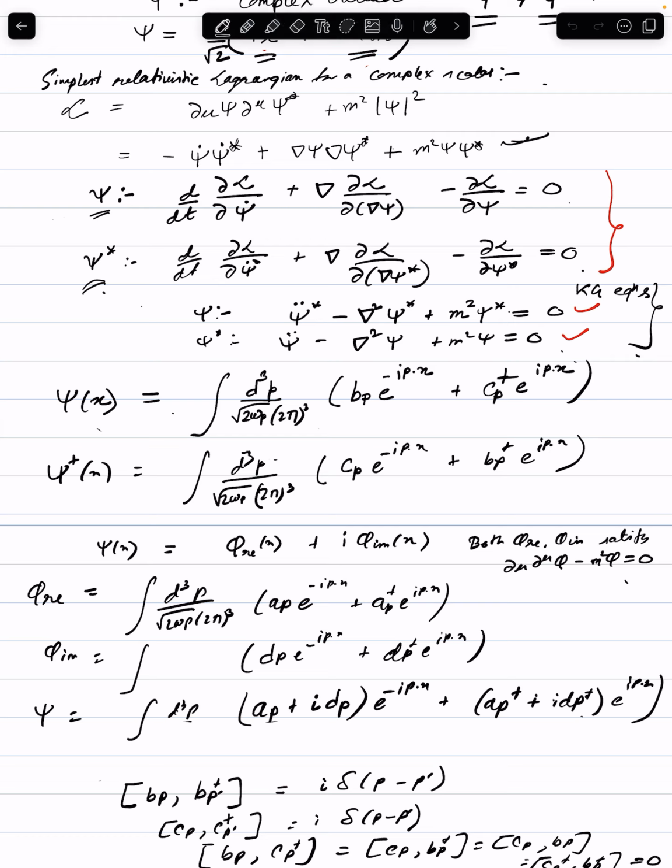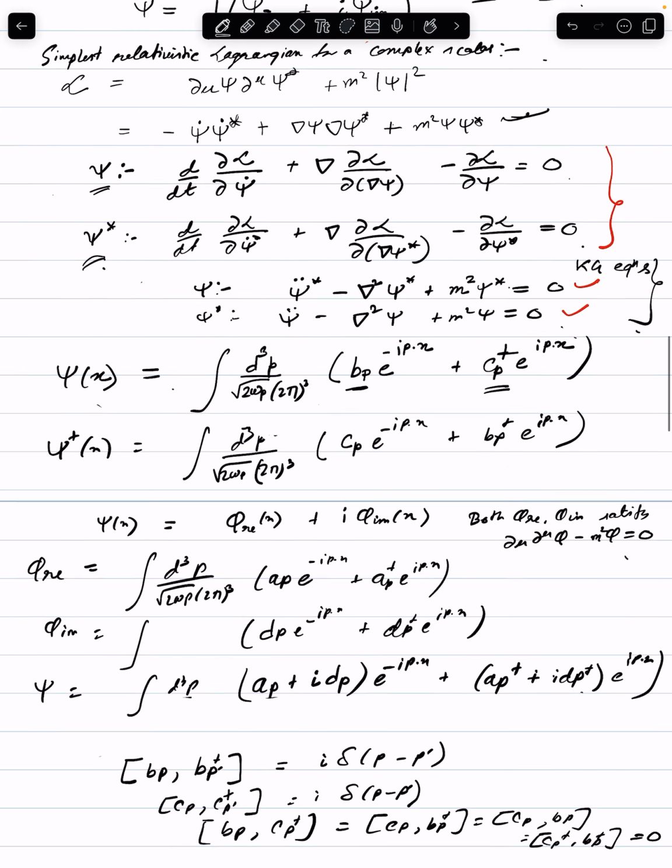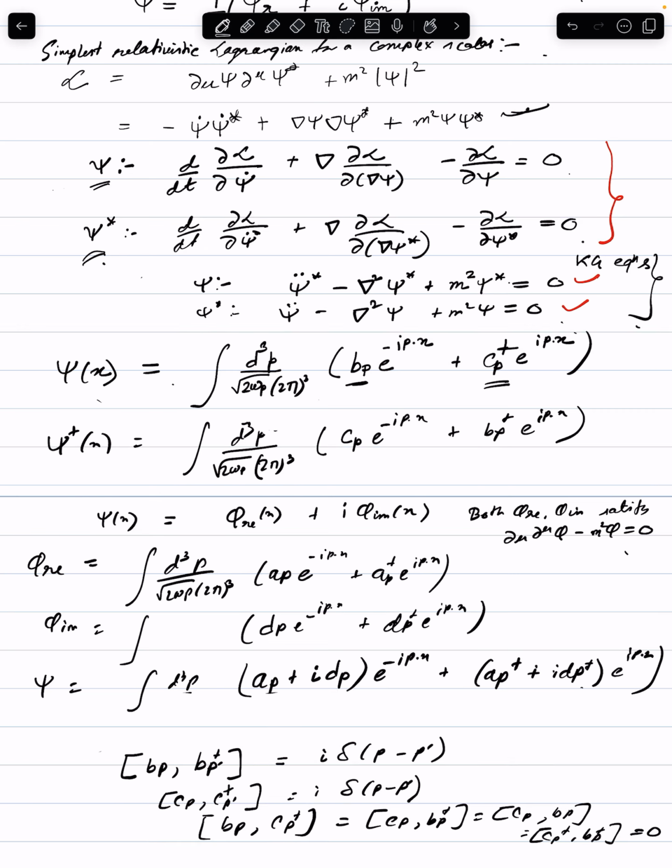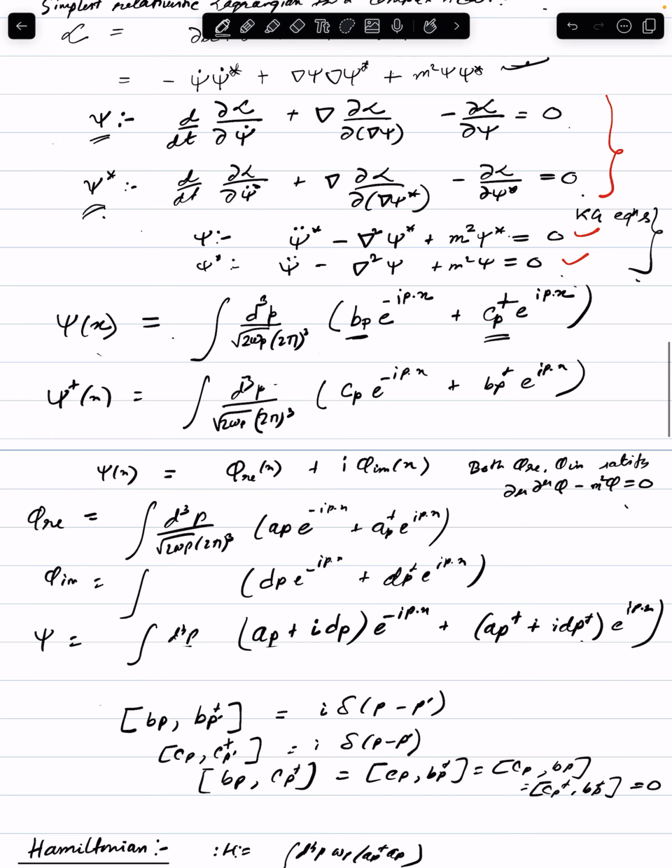So this is b_p, one harmonic oscillator, and c_p dagger for the other harmonic oscillator. This is the convention of writing, how we write b_p and c_p dagger. And similarly, psi dagger is just the complex conjugate of this. So take dagger, you will get c_p with e to the minus i p dot x and b_p dagger with e to the i p dot x.